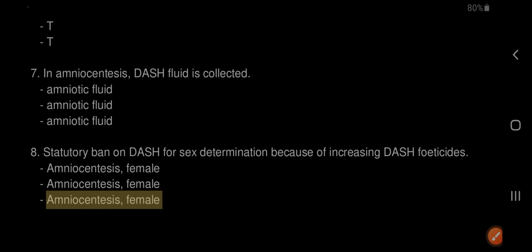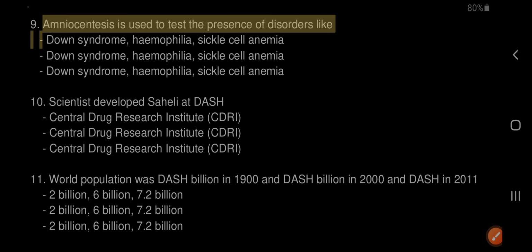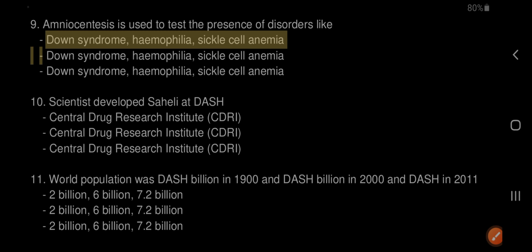9. Amniocentesis is used to test the presence of disorders like Down syndrome, hemophilia, sickle cell anemia.